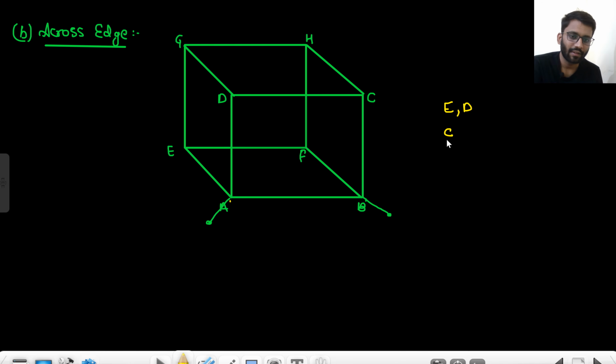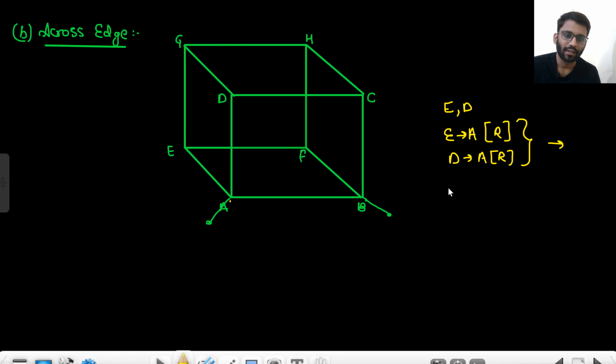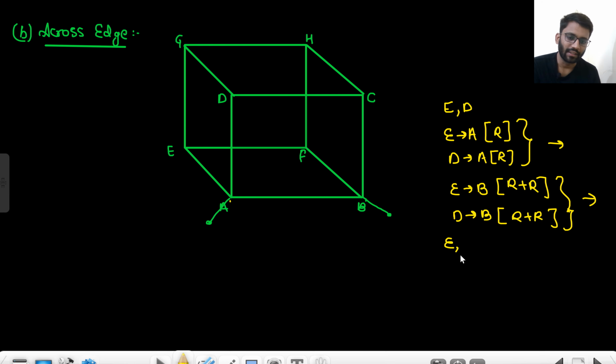Let's talk about E and D. E will come to A, resistance R. D will come to A, resistance R. Well and good. Now E will go to B, R and R, 2R. So minimum path is 2R. D will go to B, like this and like this, 2R. Both good. That means E and D are equipotential.